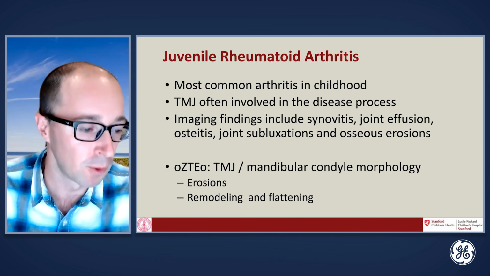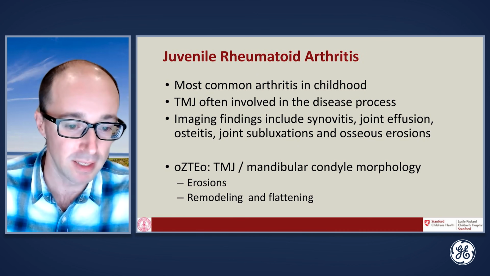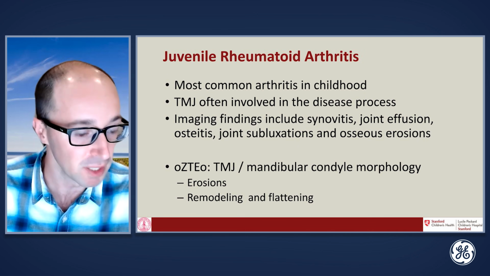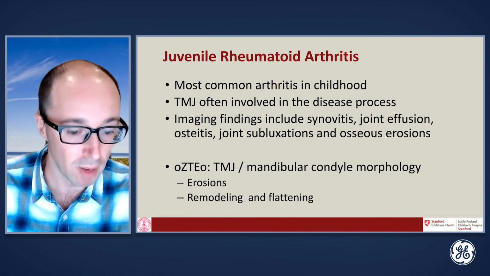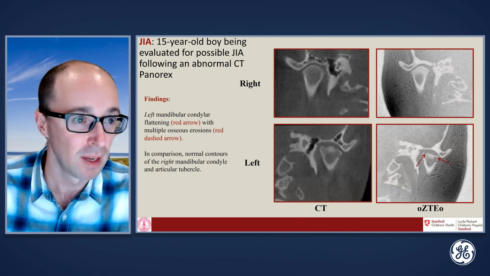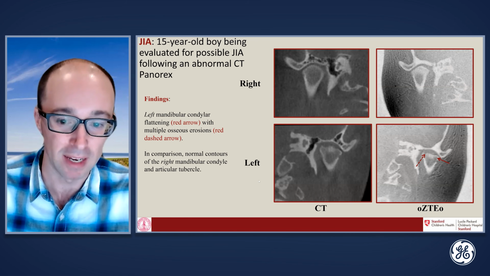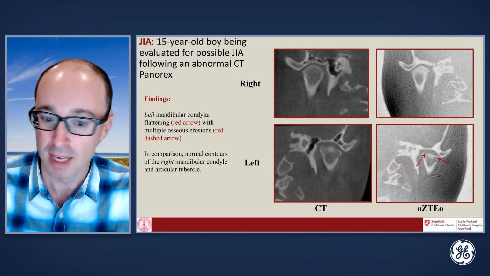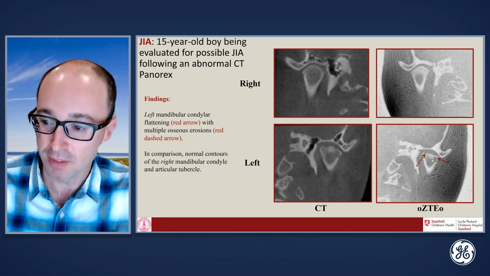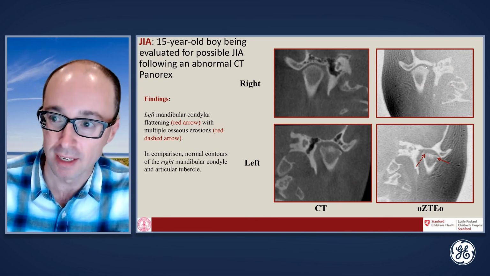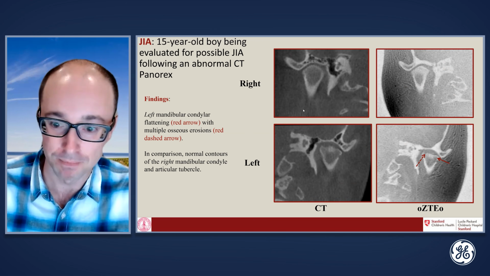What we're actually looking for in the osseo sequence is looking at the TMJ mandibular condyle morphology, looking for erosions, remodeling, and flattening. Now, this is a 15-year-old boy being evaluated for possible JIA after abnormal CT panorex, which you can see on the left here. And on the left here, we see that the mandibular condyle is flattened with multiple erosions when compared to the right side, where the mandibular condyle has a nice convex morphology, and we see the cortex well.